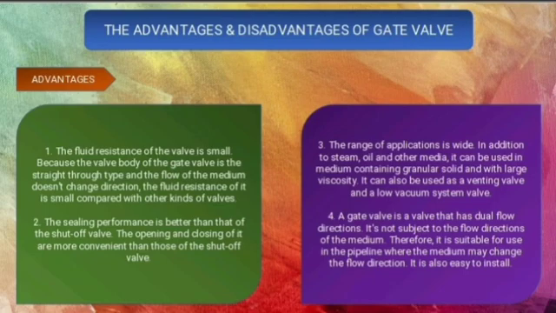Number 3, the range of application is wide. It can be used in medium containing granular solids and with large viscosity. It can also be used as a venting valve and a low vacuum system valve. Number 4, a gate valve is a valve that has dual flow direction. It is suitable for use in a pipeline where the medium may change the flow direction. It is also easy to install.